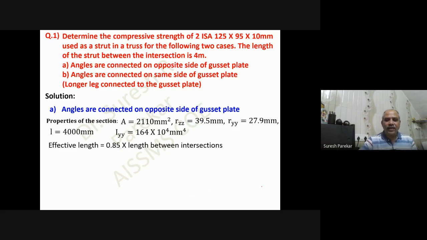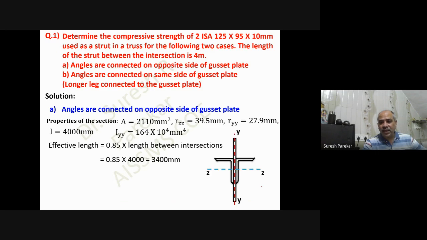Now we have the effective length. We have seen clause number 7.5, in which the effective length for a double angle section is between 0.85 to 1 into L. So we have taken 0.85 into 4000, which is 3400 millimeter.